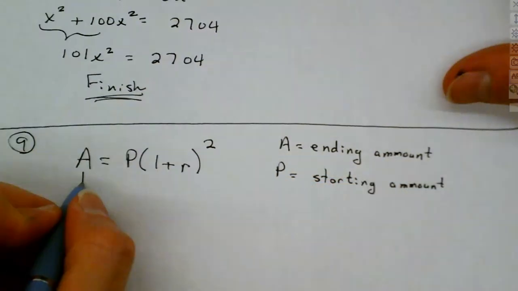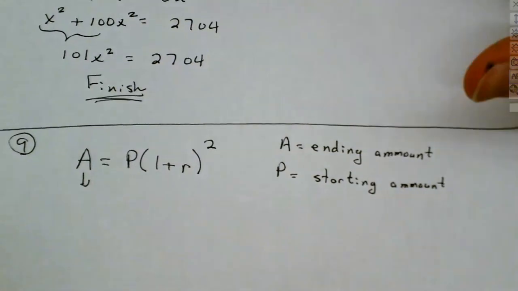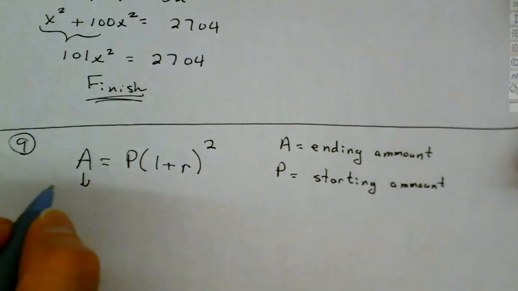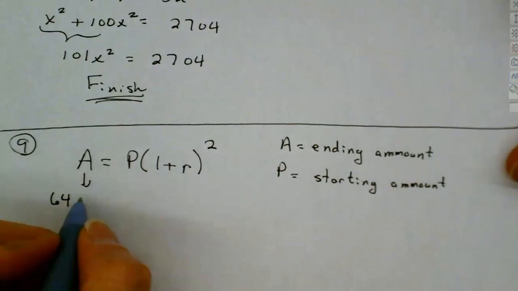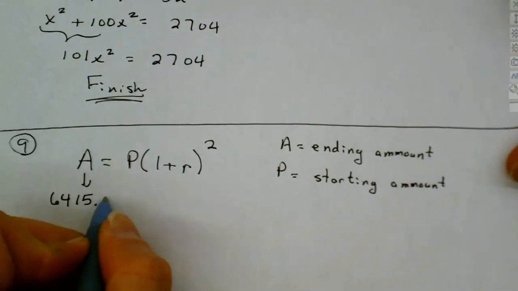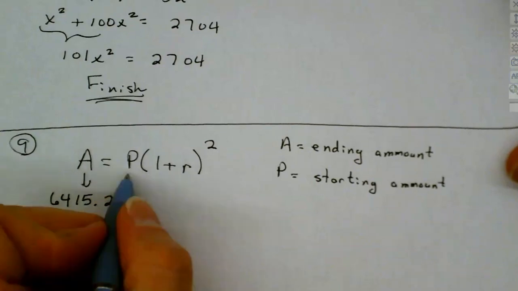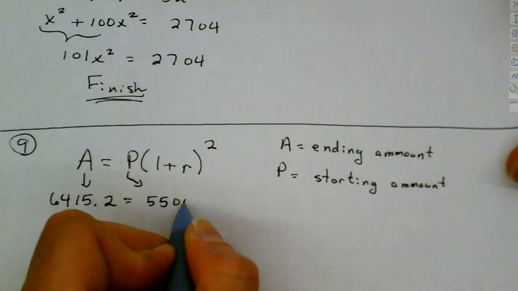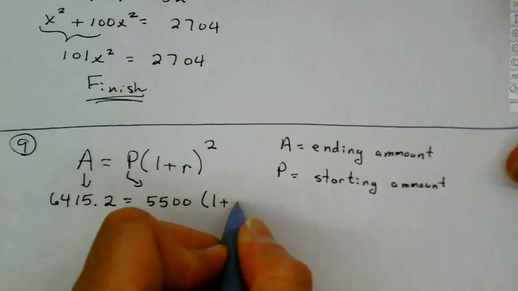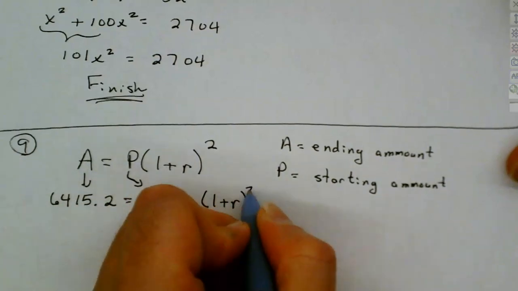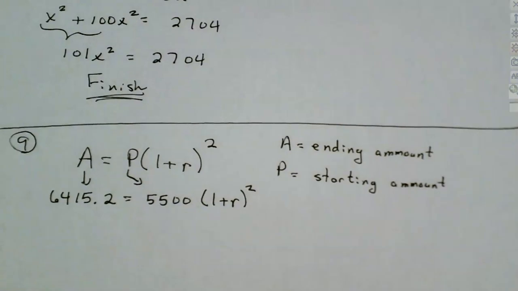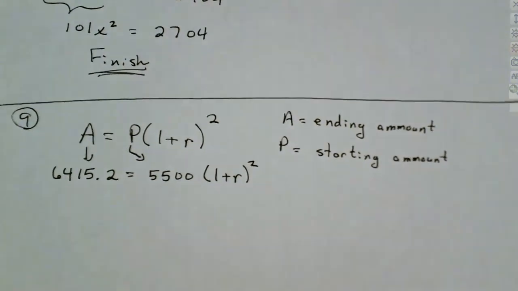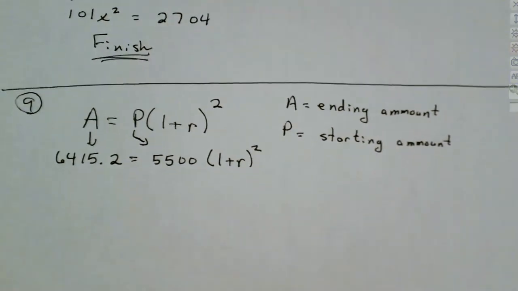So we end up with that $6,415.20. So that goes over here. What did we start with? We started with $5,500. And now we can finish. I'm going to do one more step for you.